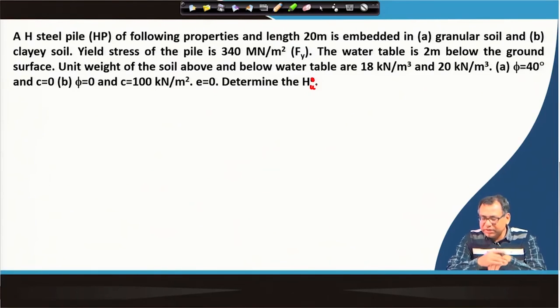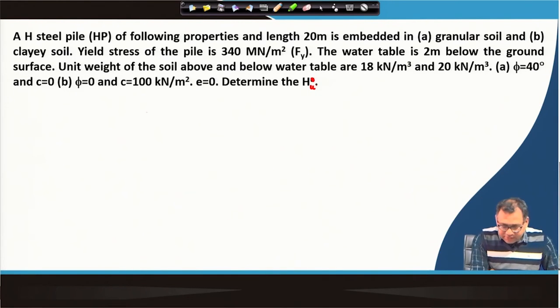Water table is 2 meter below the ground surface, unit weight of the soil above and below water table is 18 kilo Newton per meter cube and 20 kilo Newton per meter cube. For case A, friction angle is 40 degree and cohesion is 0. Case B, friction angle is 0, cohesion is 100 kPa, eccentricity is 0, determine the H_u.